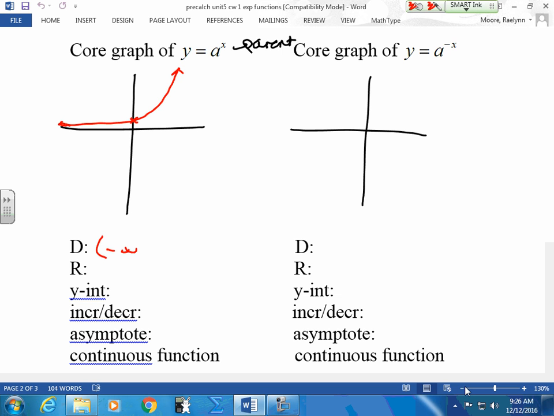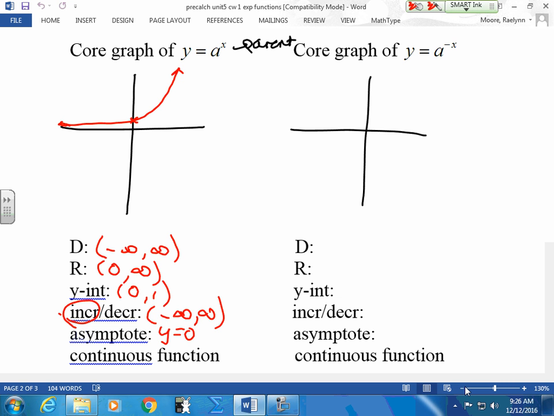Your domain, again, is all real numbers. You can use any x value you like. Your range, you can never get a 0 out of this, but it goes to infinity. Your y-intercept is going to be 0, 1. This guy, increasing or decreasing, did we say? Increasing. As x approaches infinity, your y value is constantly increasing over the whole domain. The asymptote is what? y equals 0. Good. It is your x-axis, but call it y equals 0.